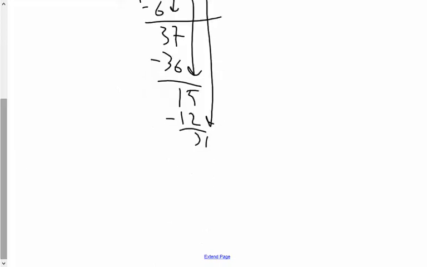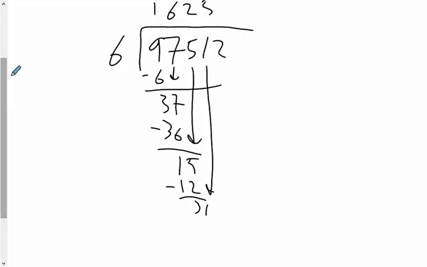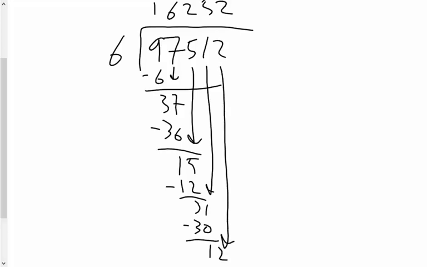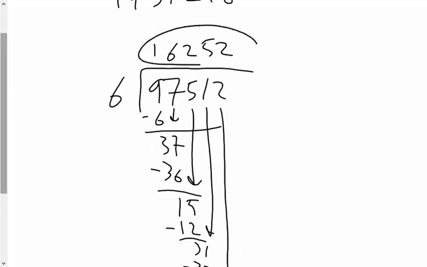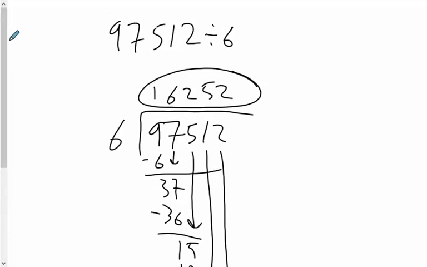Okay, I gotta extend my page here. The process takes a little bit of time. 5 times 6 is 30, and then you subtract 1, bring down, ooh, this one worked out nice. 6 goes into 12 twice. 6 times 2 is 12, subtract, 0 remainder. Okay, so there's your answer to that problem there.